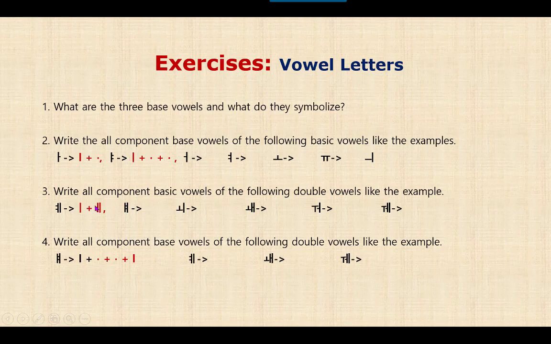Do it by yourself. I'm explaining it, but you can do it on your own. Number three, write all components, basic vowels, of the following double vowels, like apple, like sample. This double vowel is composed of two basic vowels, this one and this one.